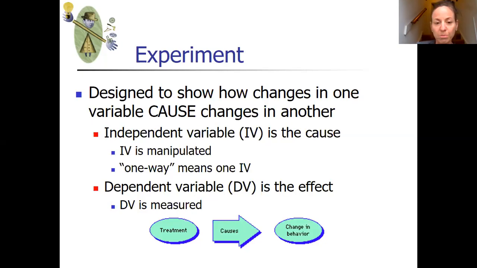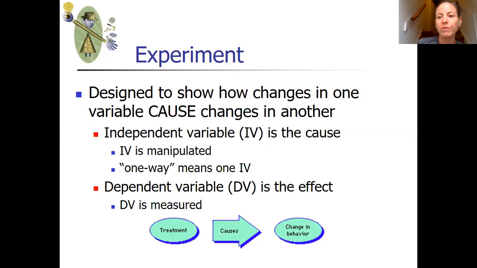The way we structure an experimental design is using an independent variable and a dependent variable, sometimes referred to as the IV and the DV. The independent variable is the cause, and what we do with an independent variable is we manipulate it. When we talk about one-way experiments, which we're talking about in this chapter, that means we have one manipulated variable, or one independent variable. I'll talk about the manipulation of that in a minute. And then the dependent variable is the effect, and the dependent variable is what is measured.